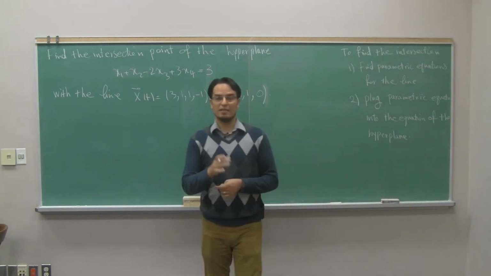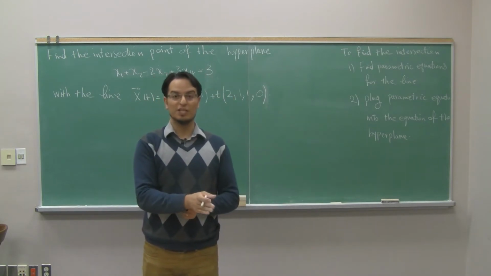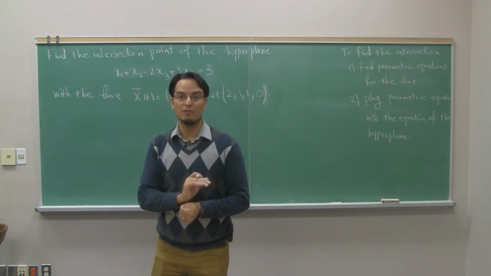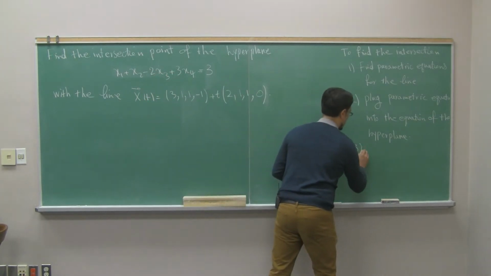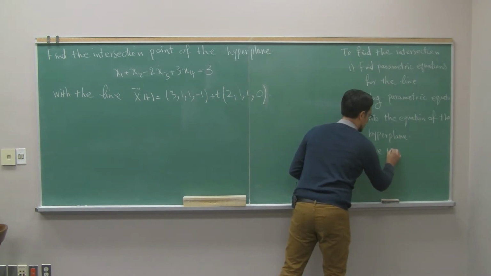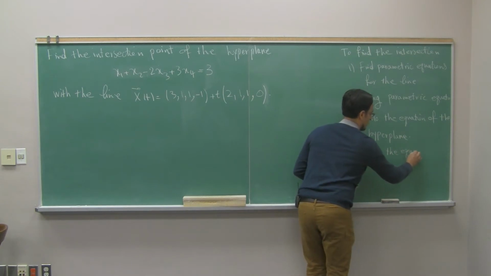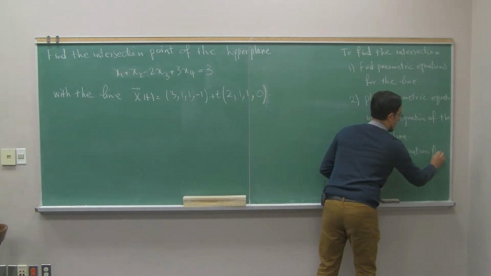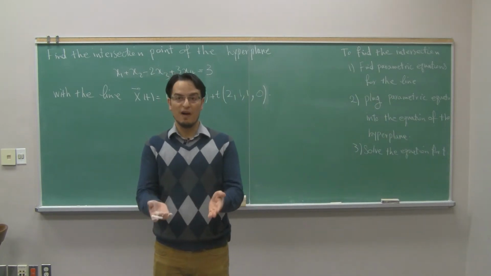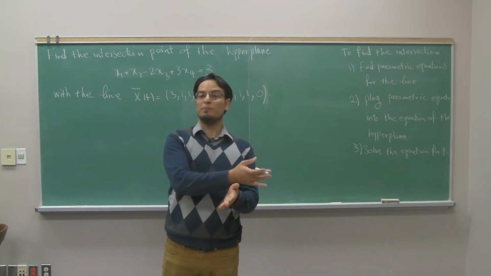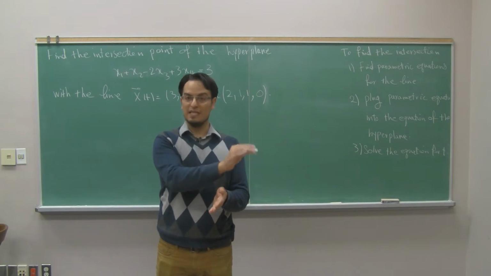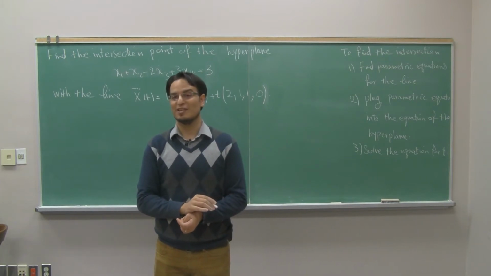If you do that, then you will get an equation in terms of t. And equations in terms of t means solve that equation. So step 3 is solve the equation for t. You find value of t. When you find value of t, you go back to parametric equation and plug that value of t in the equations and find values of the intersection point.